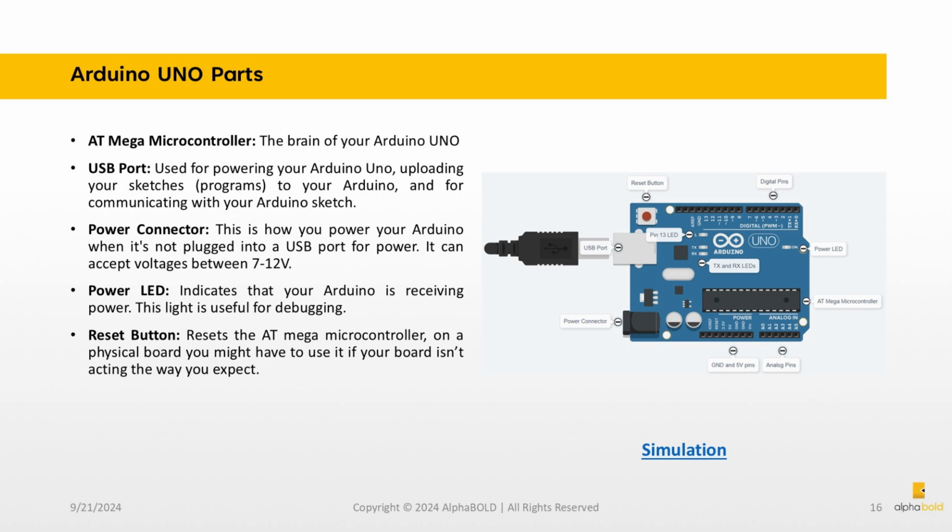Power LED indicates that your Arduino is receiving power. This light is useful for debugging. Reset button resets the ATmega microcontroller. On a physical board, you might have to use it if your board isn't acting the way you expect.